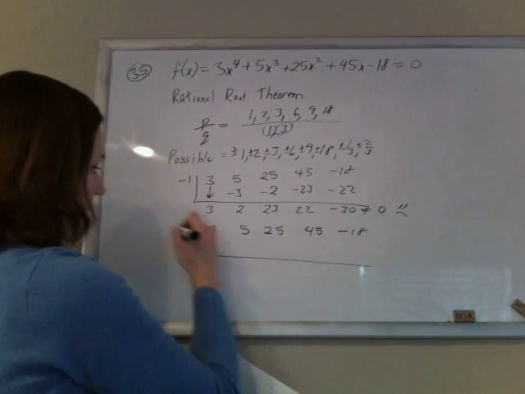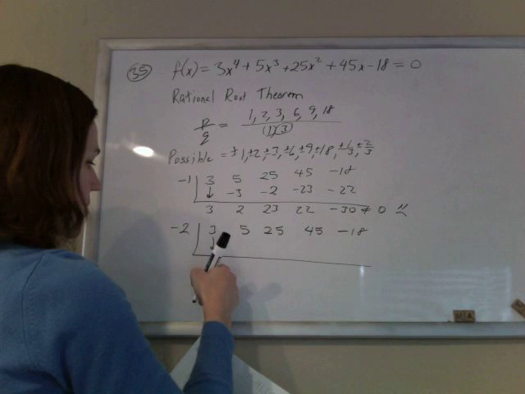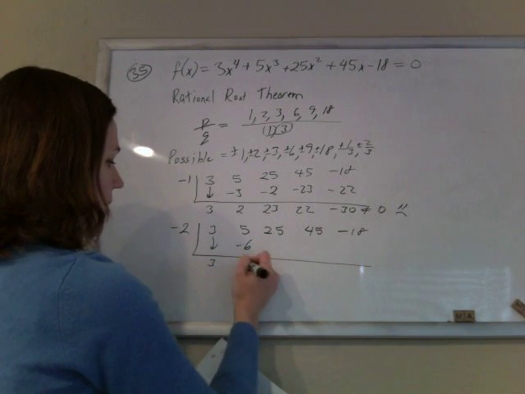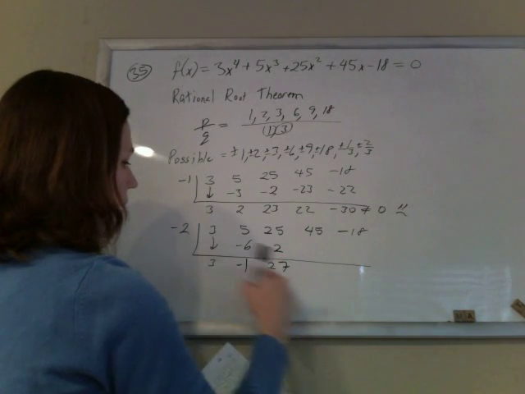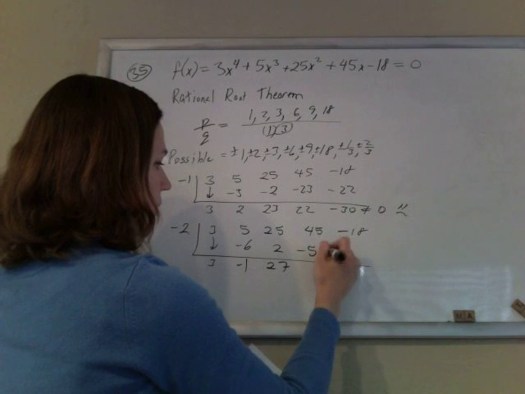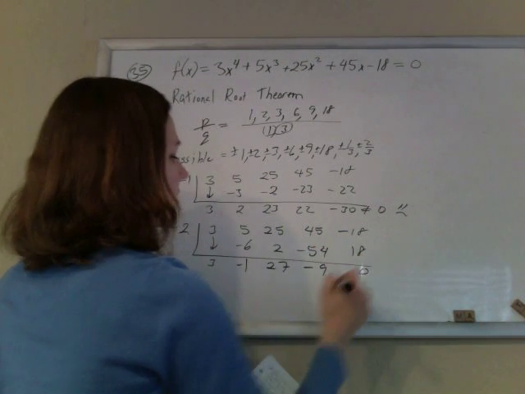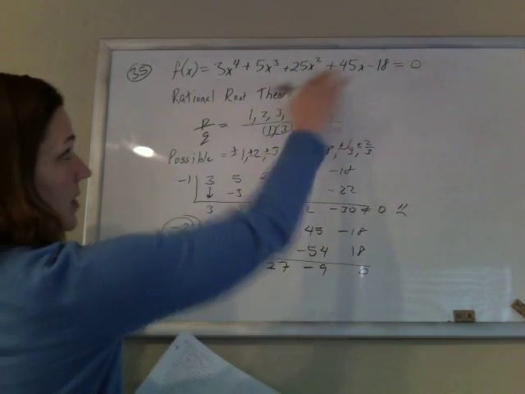And then I'm going to try plugging in a negative 2 this time. Bring down that first term first. And I have multiply, negative 6, add negative 1. Multiply 2, add 27. Multiply negative 54, add negative 9. Multiply 18, add 0. Ta-da! Got one. So if you plug negative 2 into that, it works.